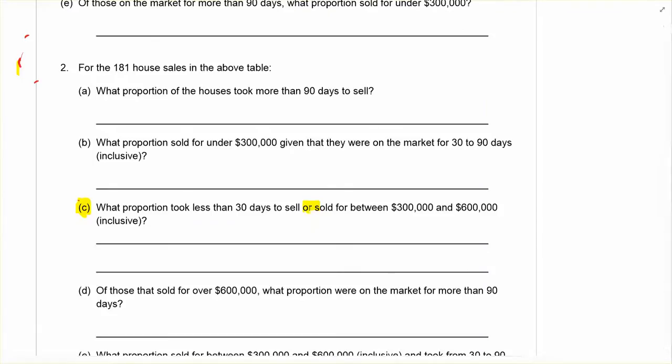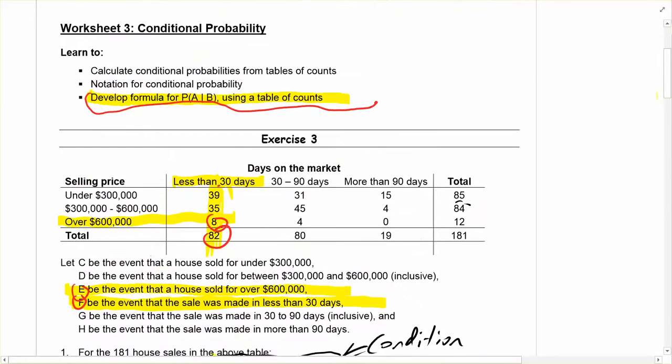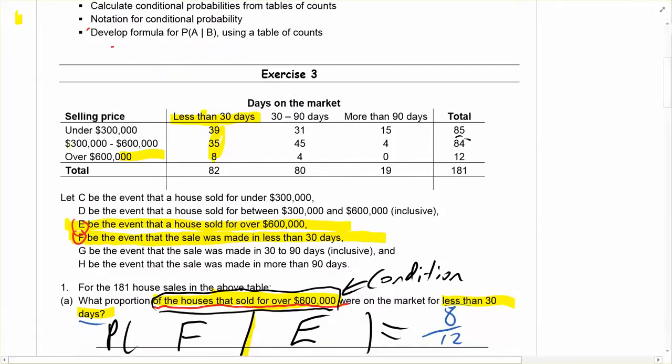So what is this out of? Well, the answer is it's out of all of the houses, because it doesn't say any subgroup. It just says what proportion. So it's out of all of them. So when we look back at our table, the two events that we're interested in are selling in less than 30 days or between $300,000 and $600,000. So what do we do? Pause the video and have a go.